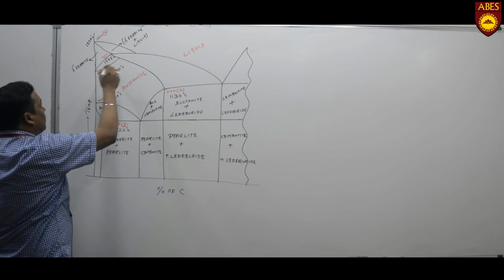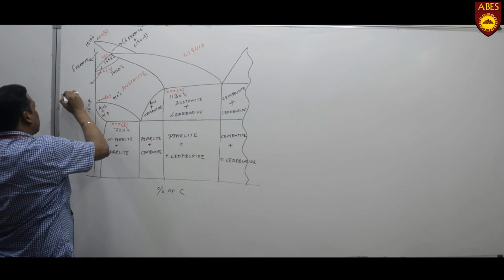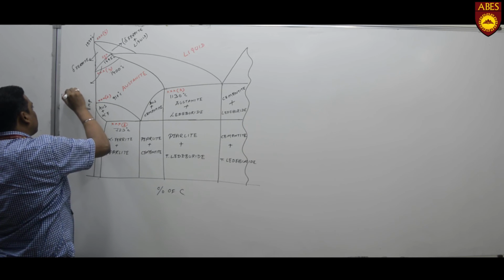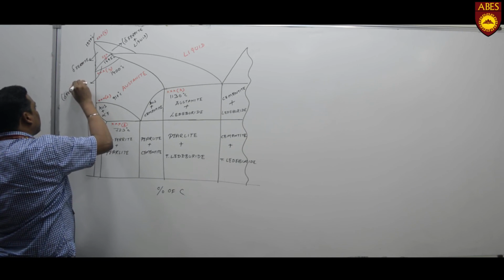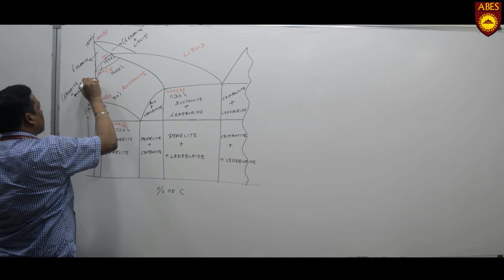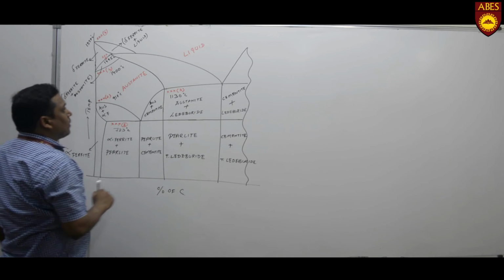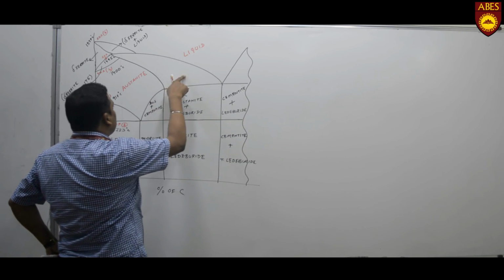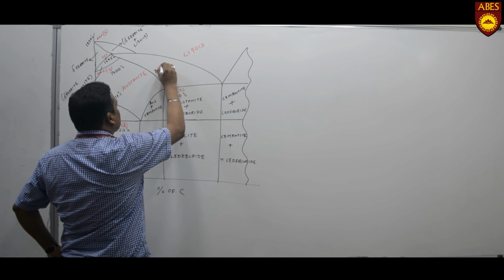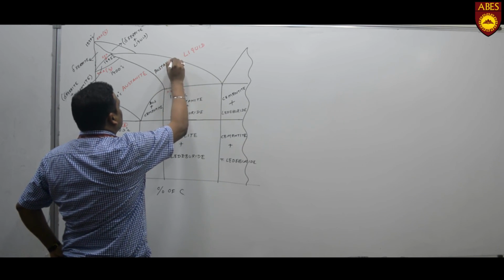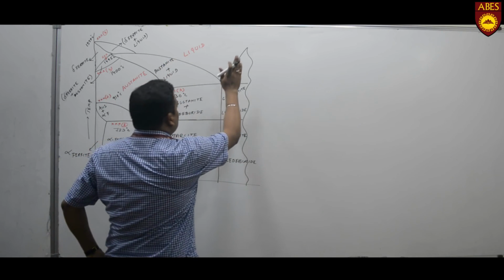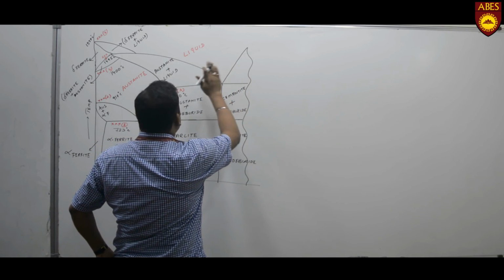Okay, and this section is also reacted with delta. This is the delta ferrite plus austenite. Okay, obviously this segment is austenite and liquid merging with it, so we can say austenite plus liquid. And this is the last remaining position we have to write. This is the liquid plus cementite.